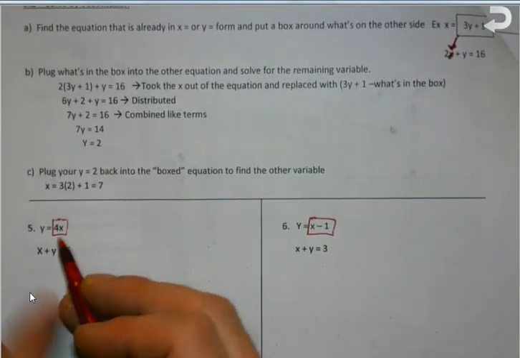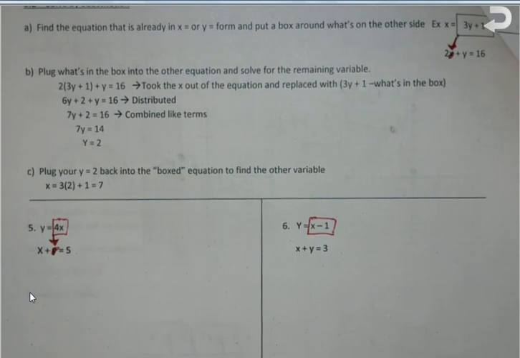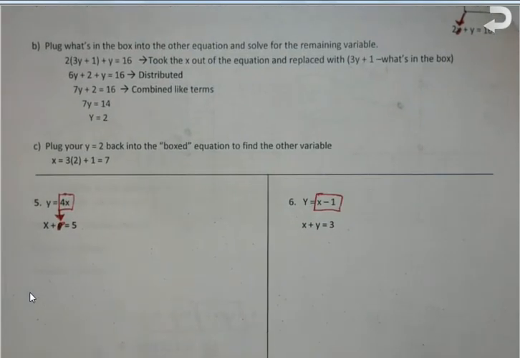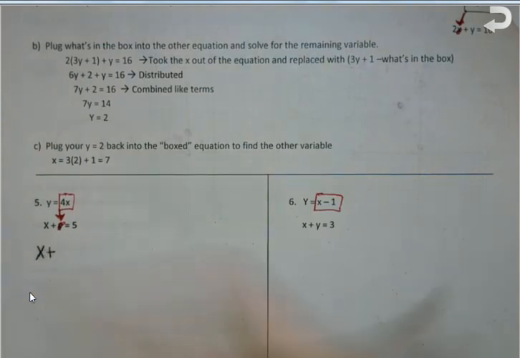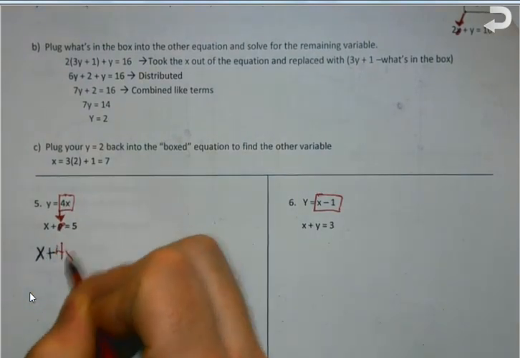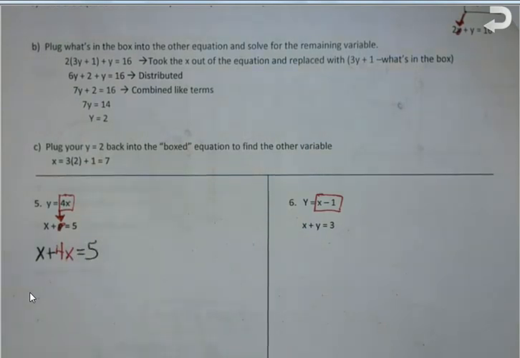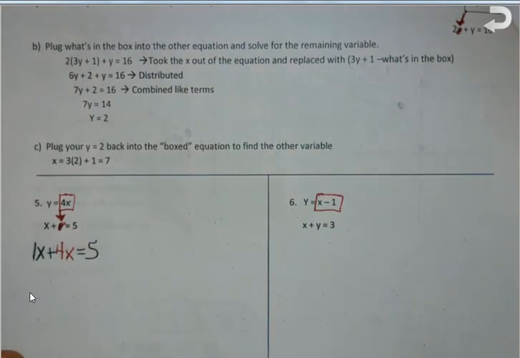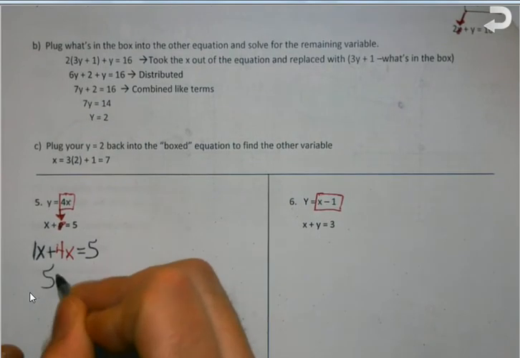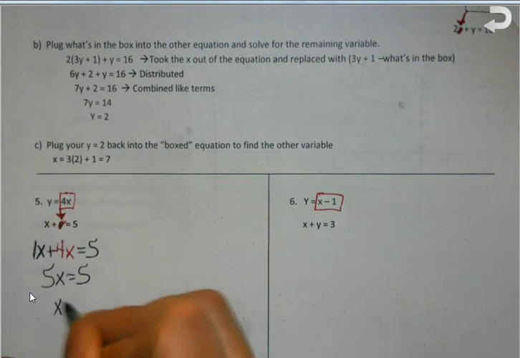All right, so we already found the equation, and it's y equals. So it's going to go in where the y goes, and it's going to replace it. That's why I cross this out most of the time. Because now I know, okay, I have x plus, y is not there anymore, it's what's in the box. So 4x equals 5. So if I combine my x's, how many x's do I have now? 5. 5x equals 5. x equals 1, because that's what happens when I divide by 5 here.